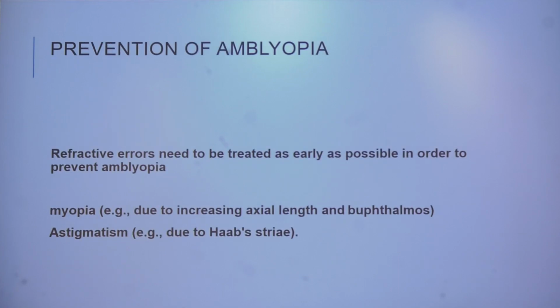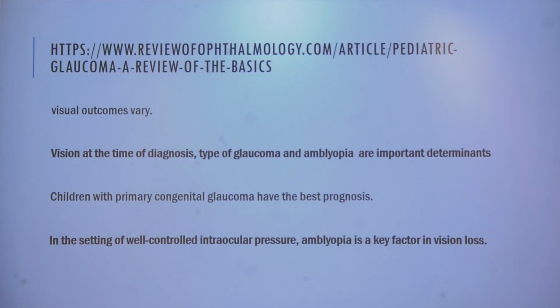So prevention of amblyopia, this is the last slide. That is the most important thing, because refractive error needs to be treated as early as possible in order to prevent amblyopia. Myopia due to increasing axial length, buphthalmos, and astigmatism due to Haab's striae. In fact, amblyopia is one of the issues where people suffer because of that. So visual outcome varies. Vision at the time of diagnosis, type of glaucoma, and amblyopia are the important determinants, and children with primary congenital glaucoma have the best prognosis. In the setting of well-controlled pressures, amblyopia is a key factor even in vision loss.